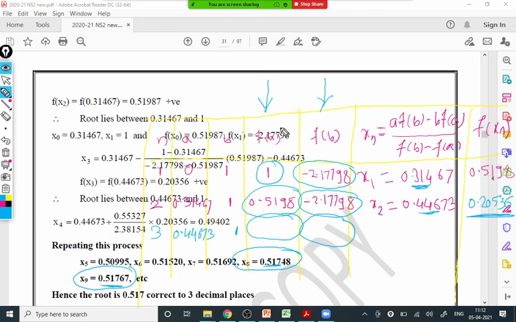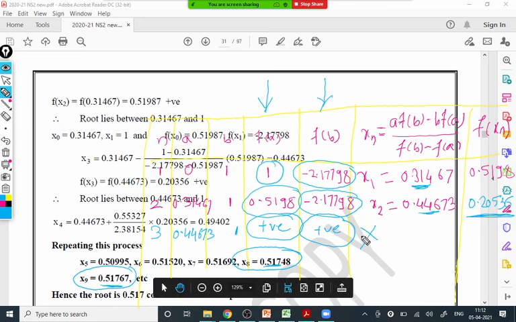So by chance, suppose you got this as positive and this also positive, then you should know that you are wrong. You have done something wrong. And if you get here negative and here also negative, then also you are wrong. One should be positive and the other negative. You should have that every time, in each iteration of bisection as well as regula falsi.